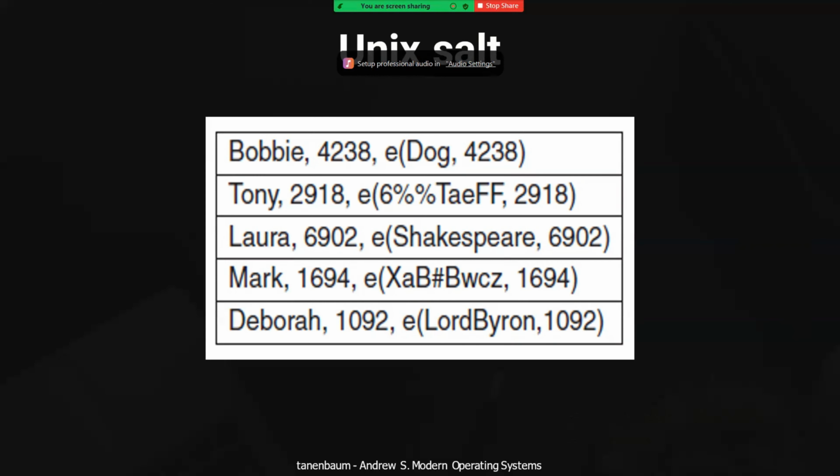The notation E(dog4238) represents the result of concatenating Bobby's password, dog, with a randomly assigned salt, 4238, and running it through the encryption function E. It is the result of the encryption that is stored in the third field of Bobby's entry. So this was the method Unix salt used to encrypt with a random number.